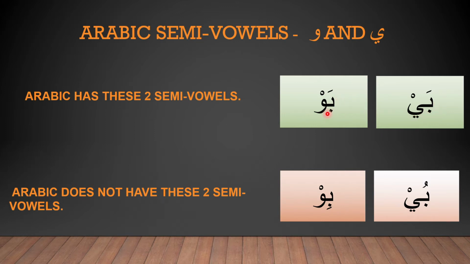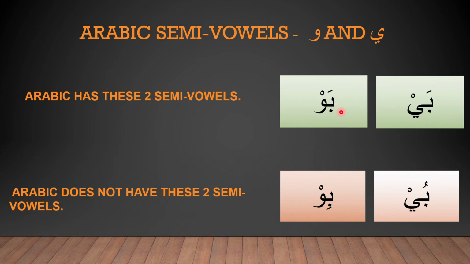Ba, fatha, waw, sukun, bow. There's a sound and then an o sound, bow. Bay, bow. These are how the semi-vowels look, and this is how semi-vowels are pronounced. Now this doesn't have to be with ba, it can be with any letter. So if it starts with ta fatha, it will be tau, or over here tai. If it is sa fatha, it will be sai, or over here sau. The ba is just an example.